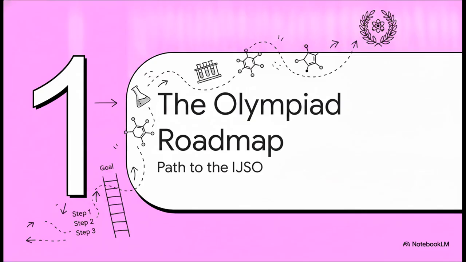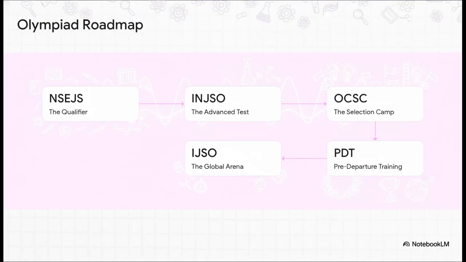Section 1. The Olympiad Roadmap. Charting your path to the IJSO. Now, you don't just walk straight into the global arena, right? It is a steep climb. First up, you've got the NCERT. This is the critical first qualifier, and it tests the foundational Class 9 and 10 syllabus. Once you pass that, you face the IJSO, an advanced test that really turns up the heat on theoretical and practical challenges. Then comes the OSCC, which is a super intensive selection camp, and that's followed closely by pre-departure training for that final polish. Only after conquering every single one of those stages do you reach Step 5, the International Junior Science Olympiad. And remember, each rigorous stage builds entirely on the foundational knowledge of the previous one.